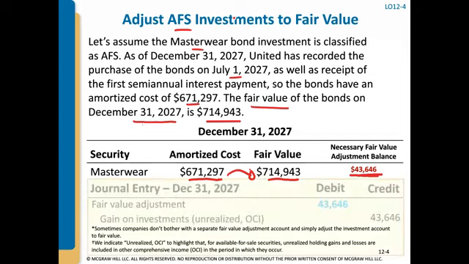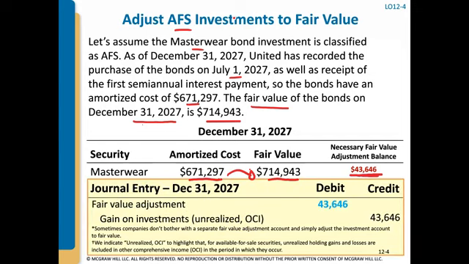The way we do that is we introduced a new balance sheet account called Fair Value Adjustment. It's an asset account, and it is added to the investment account. So combined, the investment account shows $671,000. Then you add the fair value adjustment of 43, and your net investment balance will be the $714,000, which is the fair value.